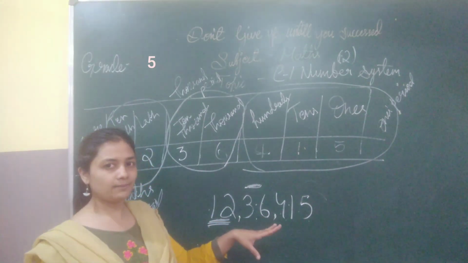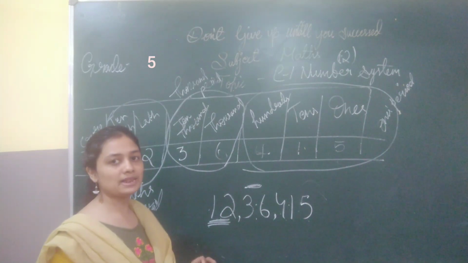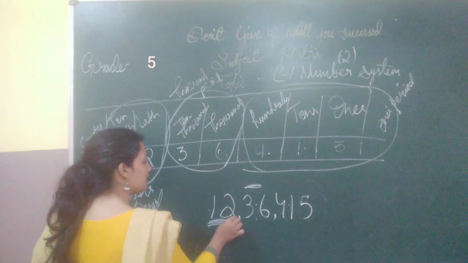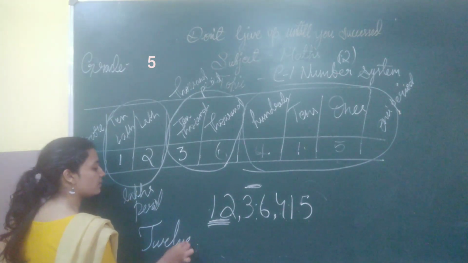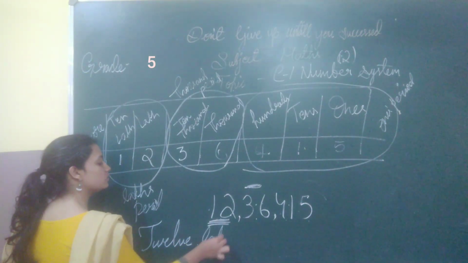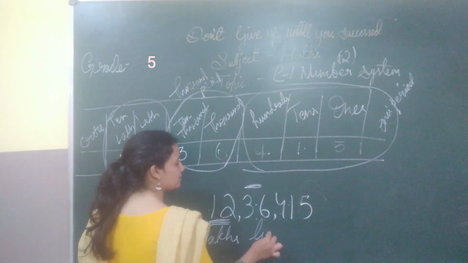Now let us write the number in the same manner. However we read it, we write it in spelling the same way. So 12 lakh, write 12 in spelling. 12 and the group is lakh. Next is 36, write 36 in spelling.